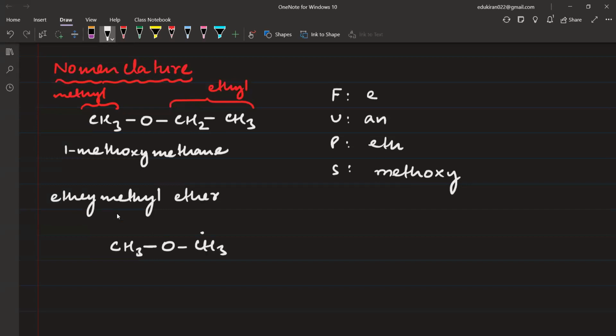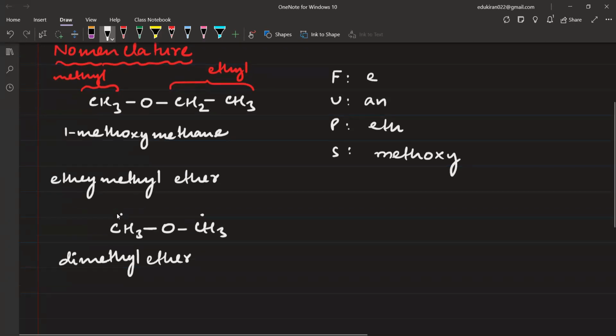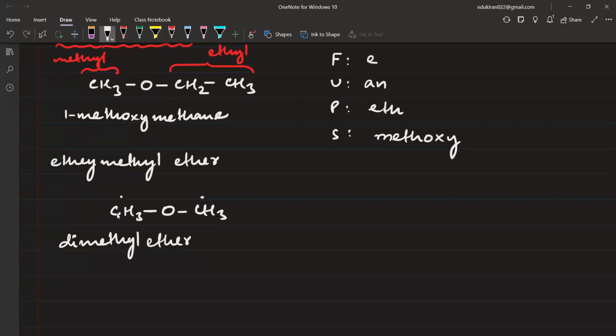Now this is also methyl, this is also methyl. So we don't write methyl methyl ether, rather we write dimethyl ether. There is another one which is very important. Please write the name: di-tert-butyl ether.